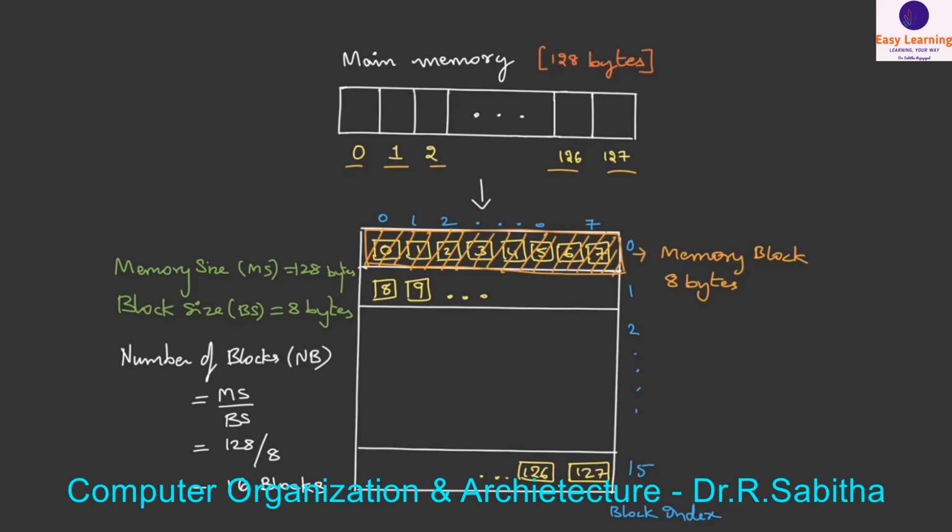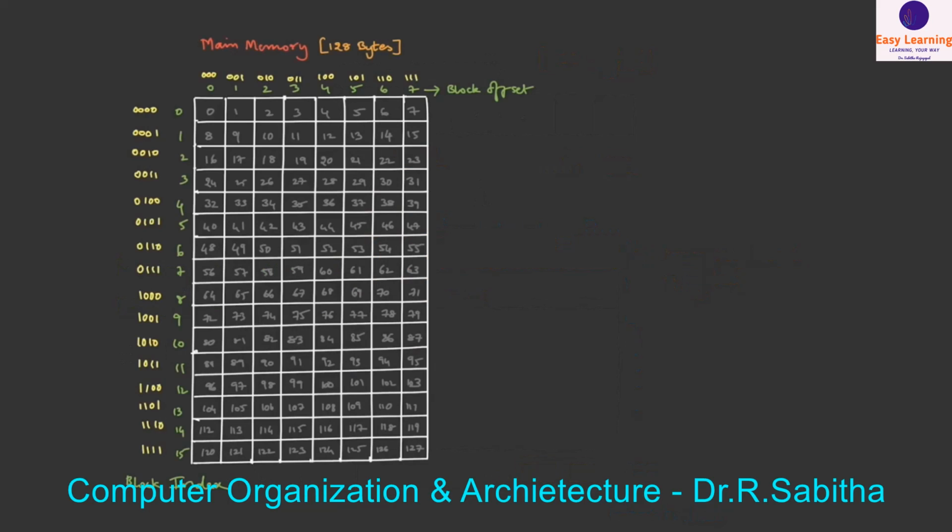And because we have 8 bytes in a block, the columns are numbered from 0 to 7. This is called as your block offset. Yes, so here we have 16 blocks. So it is numbered from 0 to 15, but internally it will be represented only in binary. And then the columns are called as block offset, where we have 0 to 7. Because it is 0 to 7, only 3 bits is enough. So it is 000 to 111.